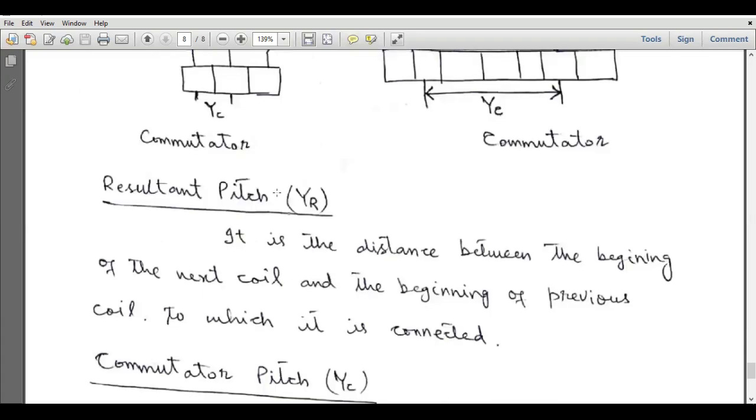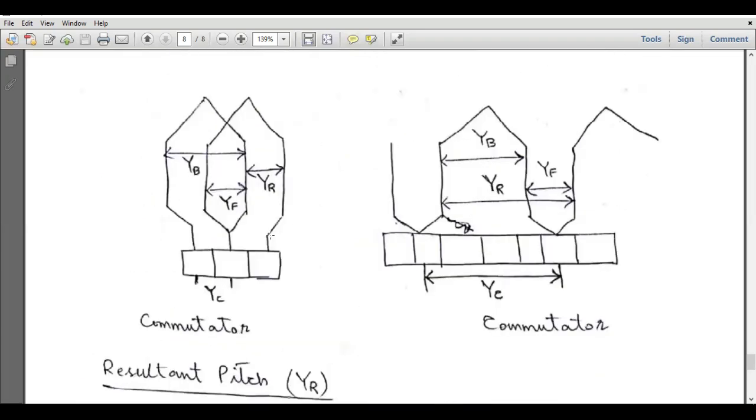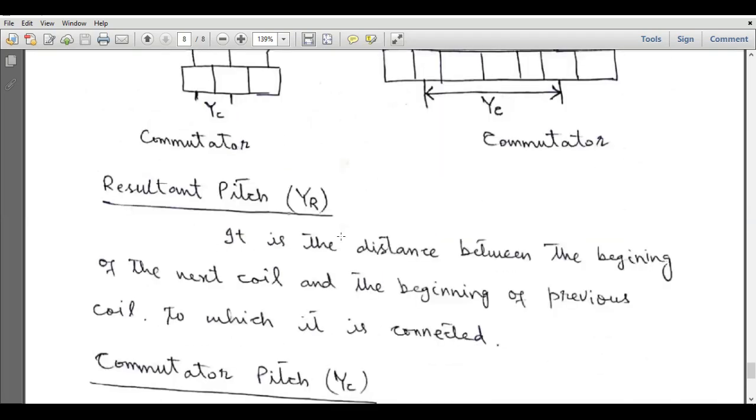Now another term is the resultant pitch. It is the distance between the beginning of the next coil and the beginning of the previous coil to which it is connected. So suppose we are doing the winding from right to left. Now this is the beginning of the first coil and this coil ends over here, and this is the beginning of the next coil. So the resultant pitch will be the number of slots between the beginnings of these two coils. So that is the resultant pitch. Similarly, in this case, the resultant pitch will be that much. So the beginning of first coil is from here and the beginning of the next coil is from here. So this is the resultant pitch.